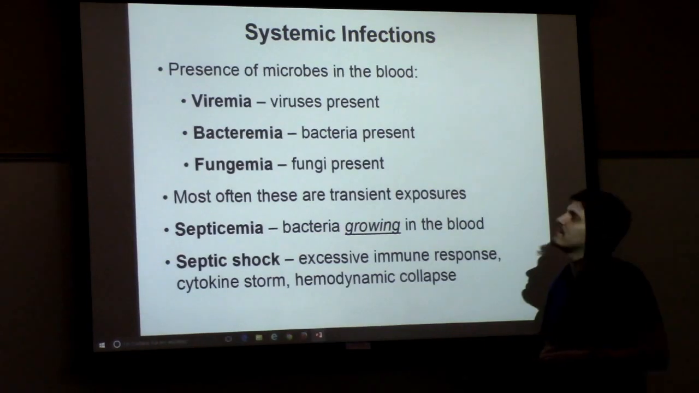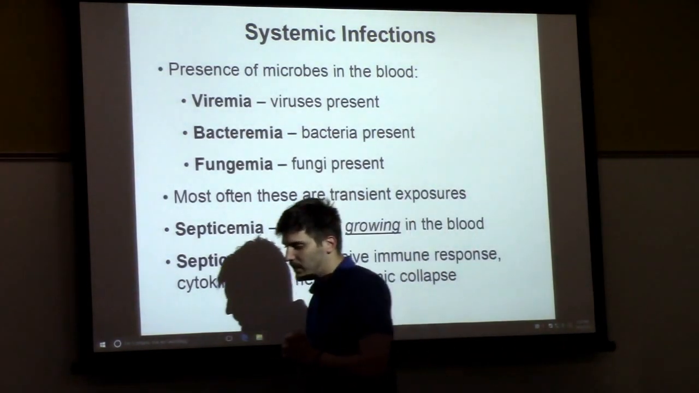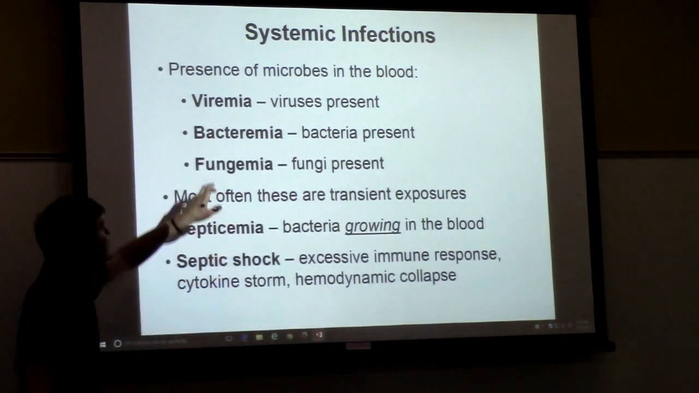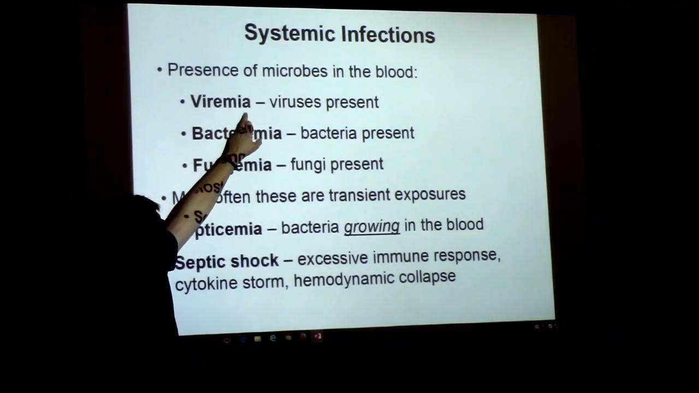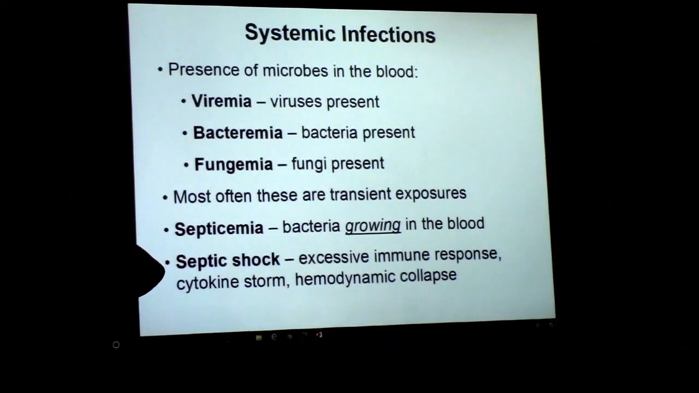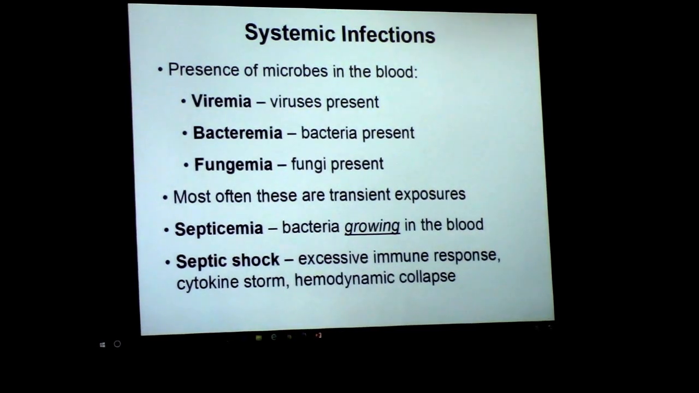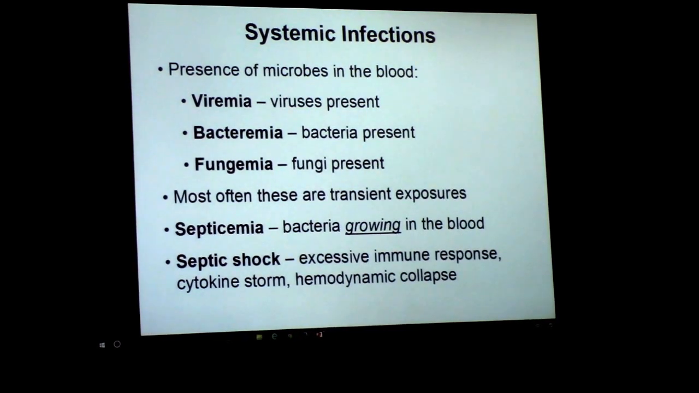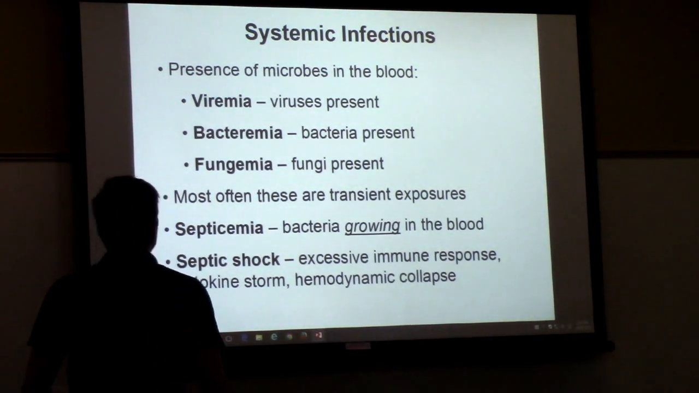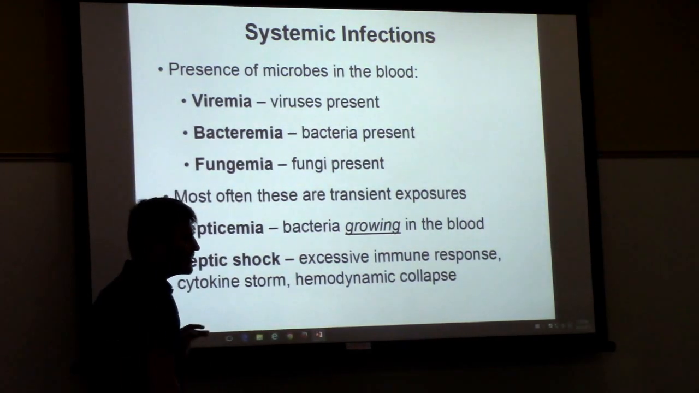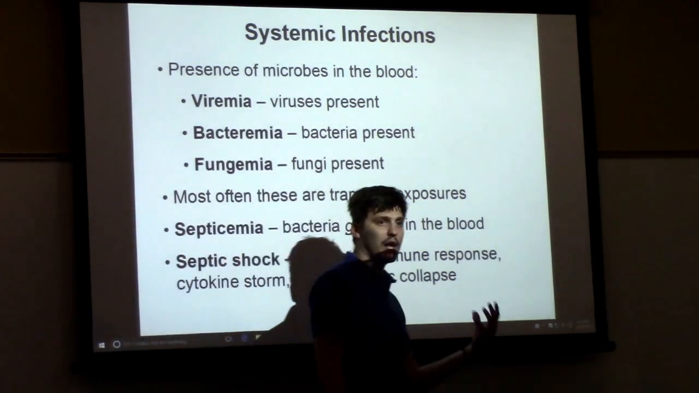Now, whenever you have a systemic infection, we typically denote that with a suffix of -emia, E-M-I-A. If it's a virus, this is known as a viremia. If it's a bacteria, it's known as a bacteremia. And if it's a fungus, it's known as a fungemia. Now, if you have a septicemia, that means you actually have organisms growing within the blood.